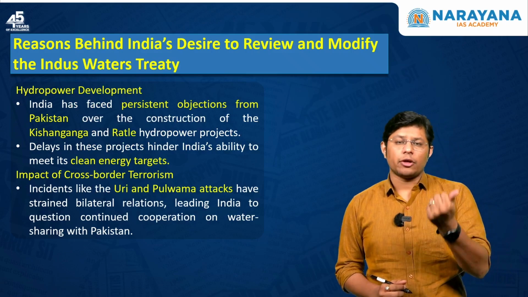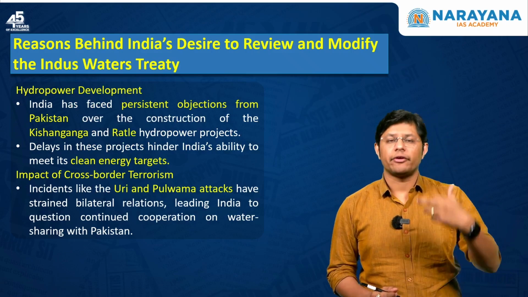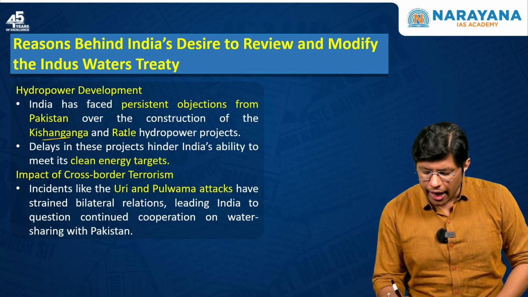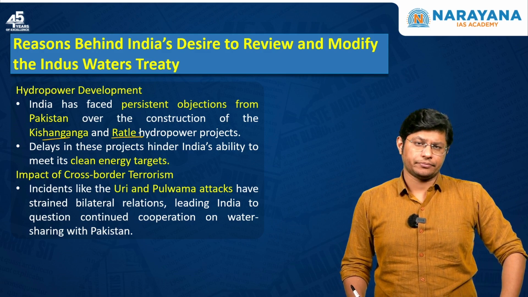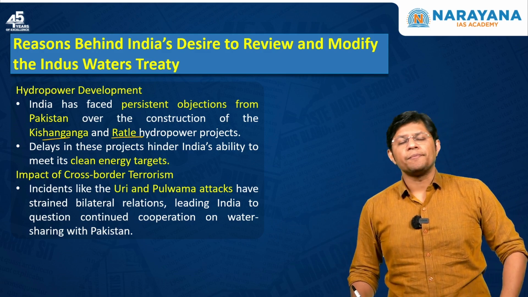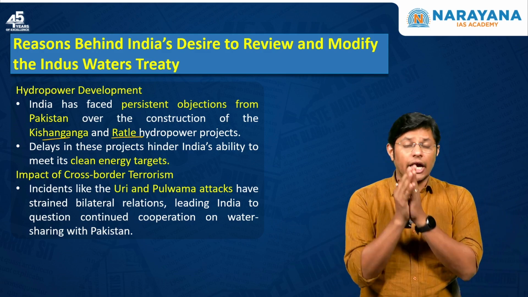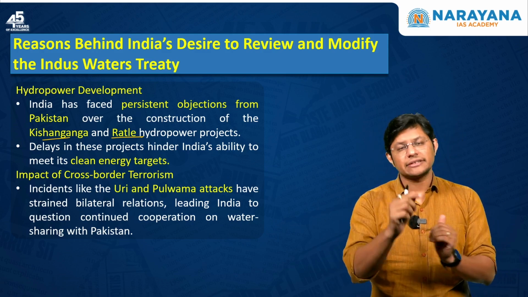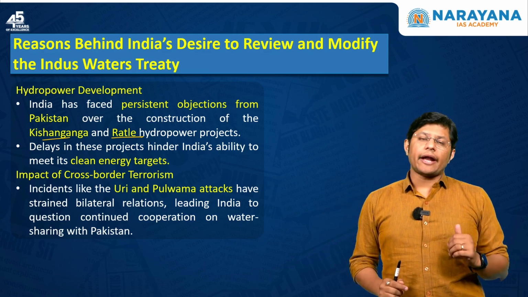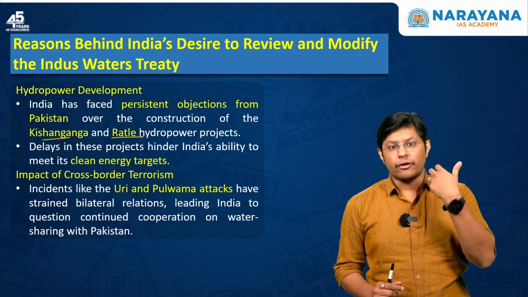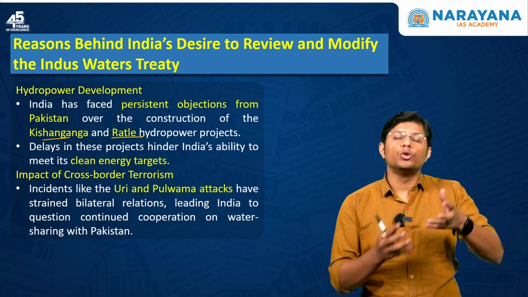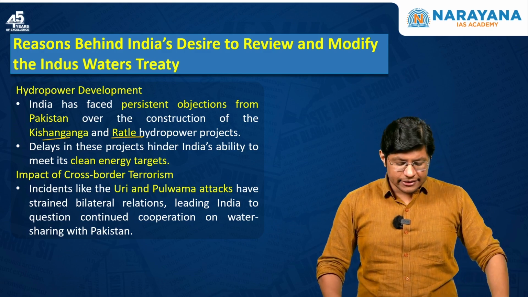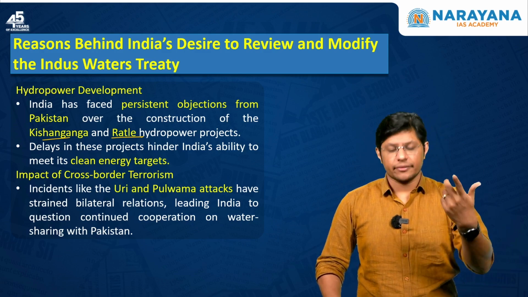Third, hydropower development. Now, whenever India constructs a hydropower project, Pakistan always opposes it. For example, with respect to Kishan Ganga and the Rattle hydropower project, right? Despite the fact that India constructs or focuses on the hydroelectric power project within its own confines, limits, Pakistan has a problem with it, right? And if we do not focus on hydroelectric power projects, our target to move towards clean energy will be affected. That's the reason we want to renegotiate the treaty.